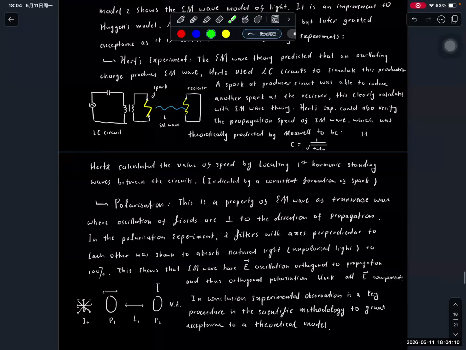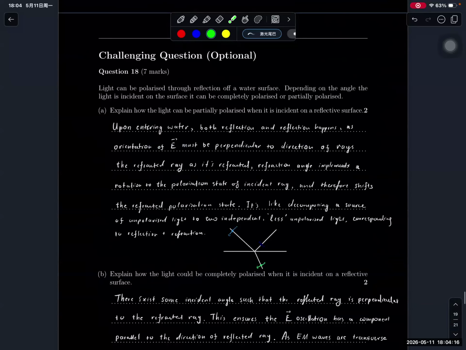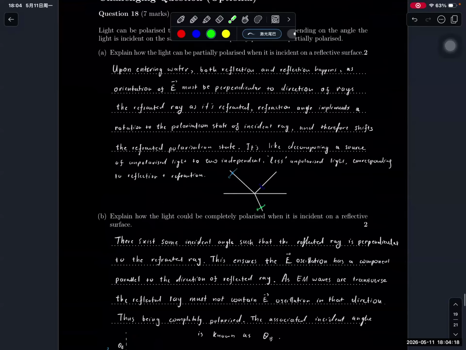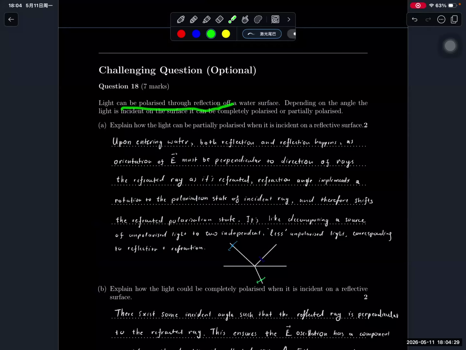And then also polarization. So it's just what we've been talking about. All right, so the challenging question, I'll just go through this quickly. To polarize unpolarized light, there are 2 different ways to do so. Light can also be polarized through reflection off a liquid surface, usually water.